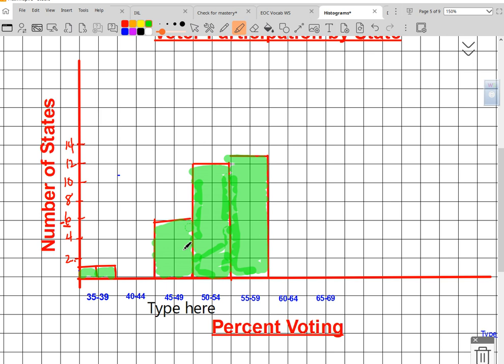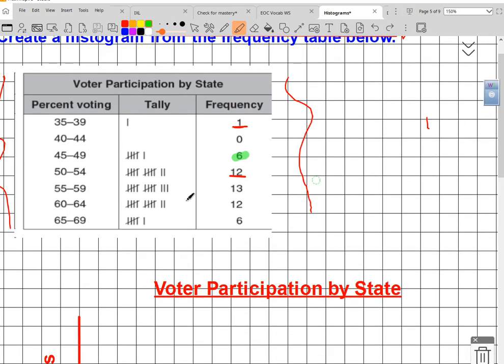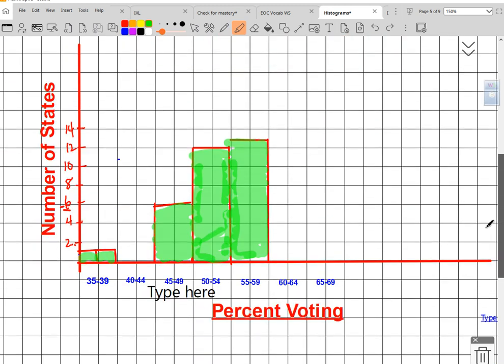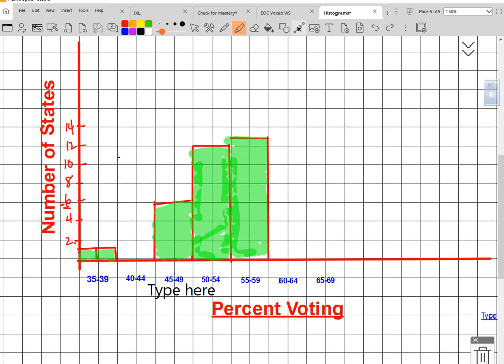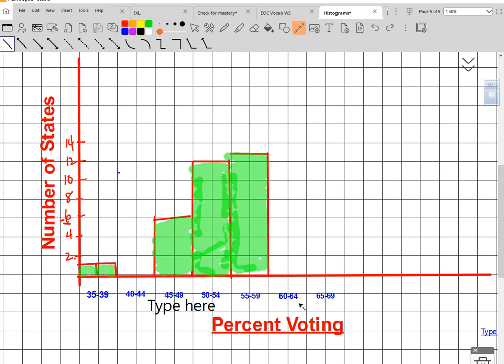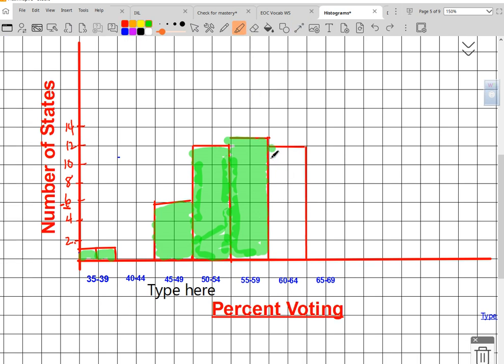You don't even have to be able to see the bar in between, because here you can see the width of the bar, right? So how tall is my next one going to be? How tall is this one going to be? 12, right? So you're going to go down, 60 to 64. There are 12 states that had a percentage of voters between 60 and 64%. So 12 lines up with that line, creating our bar, then we're going to color it in.